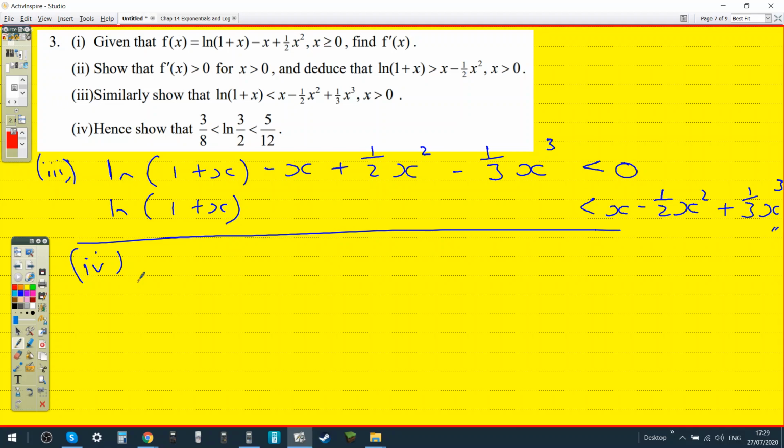So I think you have to sub in a value for x to get those two things. Basically, the first one is greater than 0, the second one is less than 0. Okay. So ln x minus x plus a half x squared, we said that was greater than 0. What do we have here? Ln x or something? Something in the middle. And then this would be the minus a third x cubed one.